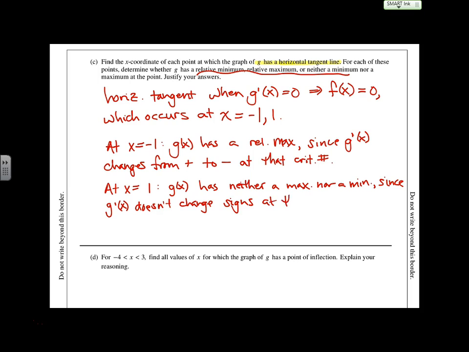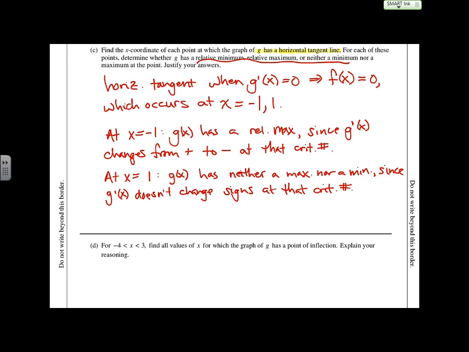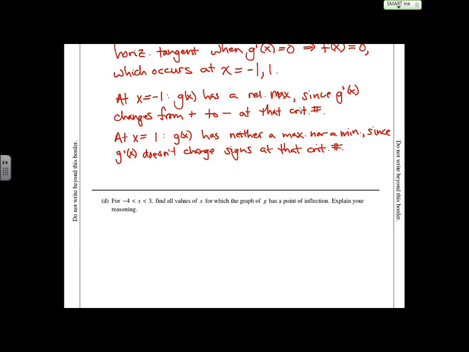at that critical number. Now guys, remember when I go over stuff in class, you can compare to the answer key and see if you would have said it a little differently. This is what you'd like to say: basically, no sign change at one, so neither. No sign change of the derivative. At -1, relative max, the derivative changes from positive to negative.